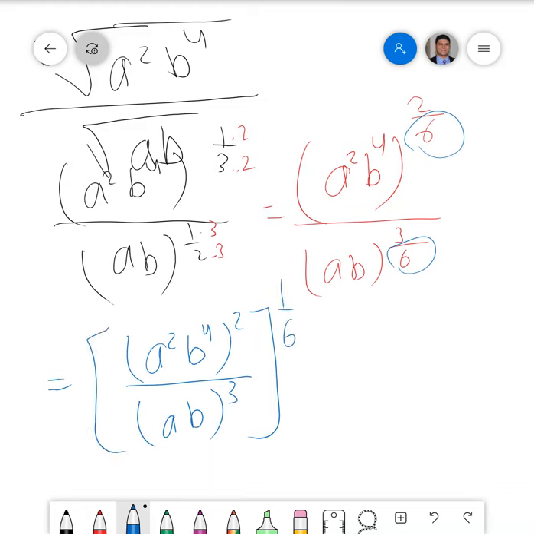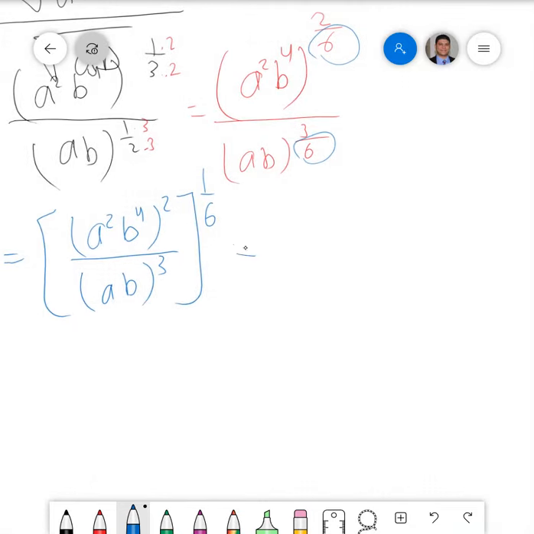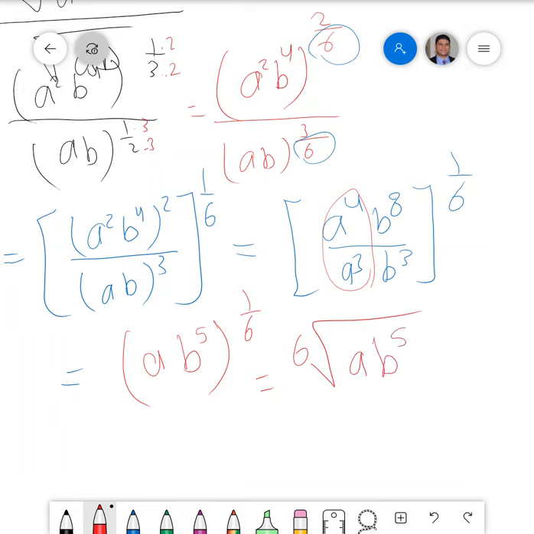Now we can simplify. So it equals a to the power of 4, b to the power of 8 over a to the power of 3, b to the power of 3, all to the power of 1 over 6. Now we can divide: a to the power of 4 over a to the power of 3 is a to the power of 1, b to the power of 8 over b to the power of 3 is b to the power of 5, all to the power of 1 over 6. Then we convert it into a radical again. So the 6th root of a b to the power of 5.